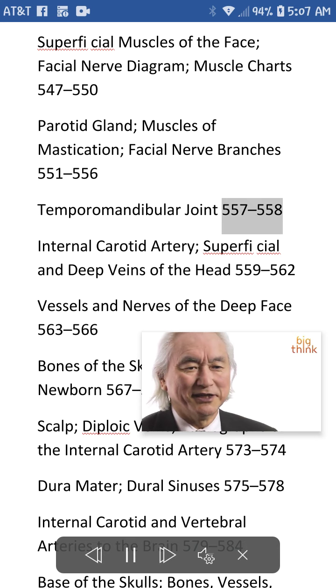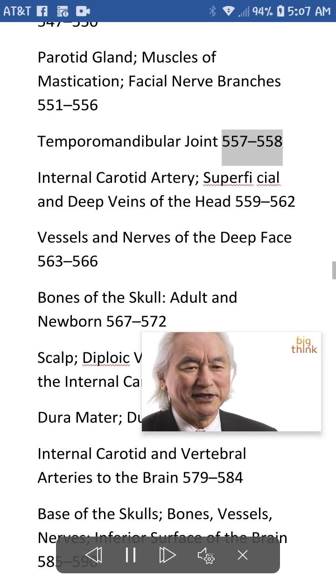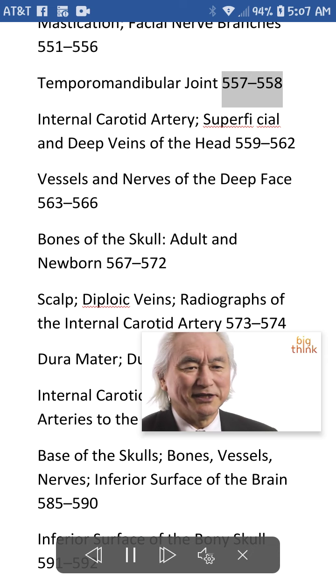Temporomandibular joint, 557 to 558. Internal carotid artery, superficial and deep veins of the head, 559 to 562. Vessels and nerves of the deep face, 563 to 566.